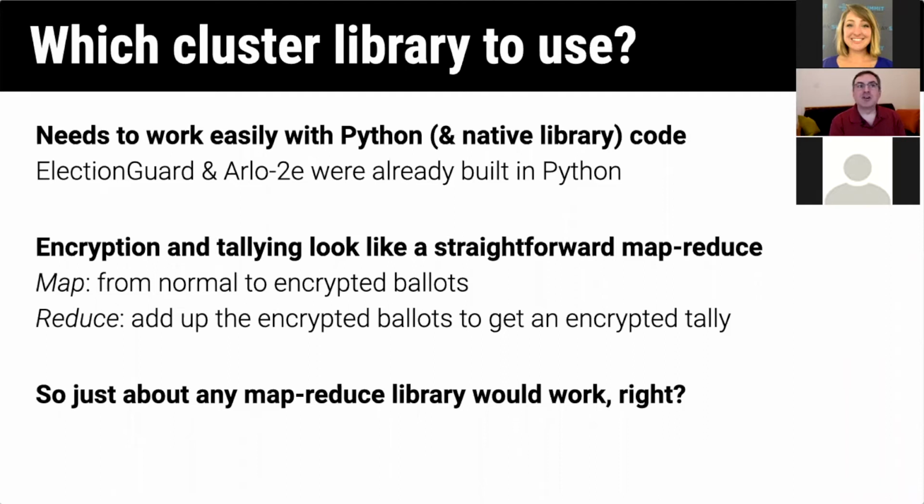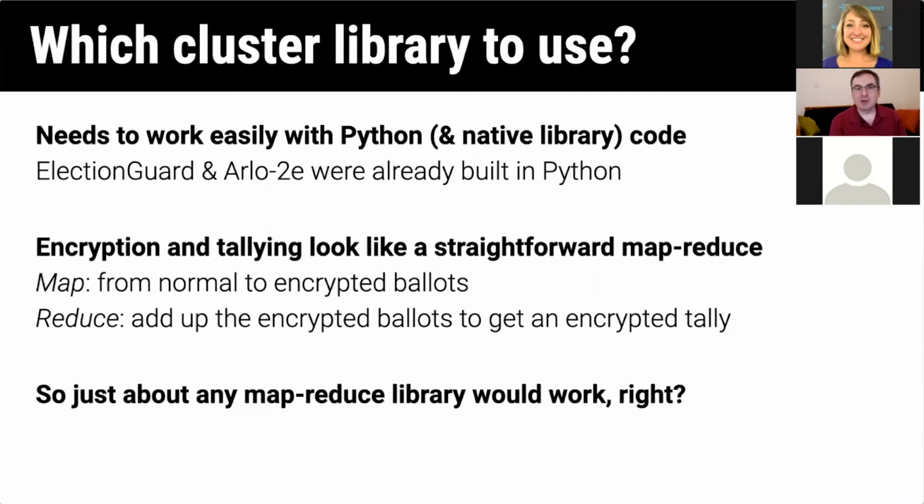And what are my engineering constraints? Well, it needs to work easily with Python, because ElectionGuard is in Python, my auditing tool is in Python, so whatever I'm doing, it has to be Python. And my job looks a lot like a MapReduce job of exactly the sort that Google popularized for cluster computing in the early 2000s. So the map is I need to go from a plain text ballot to an encrypted ballot. And I need to do this map across a list of 100,000-ish ballots or more. And then the reduction is I need to compute the encrypted sum of all of those ballots.